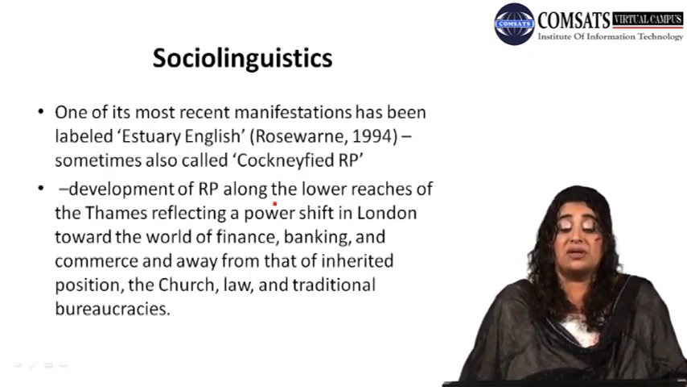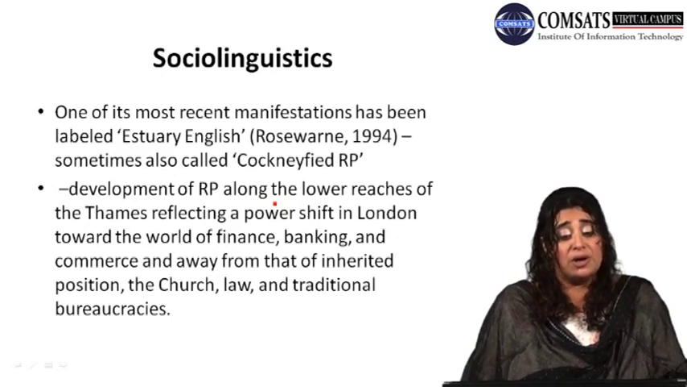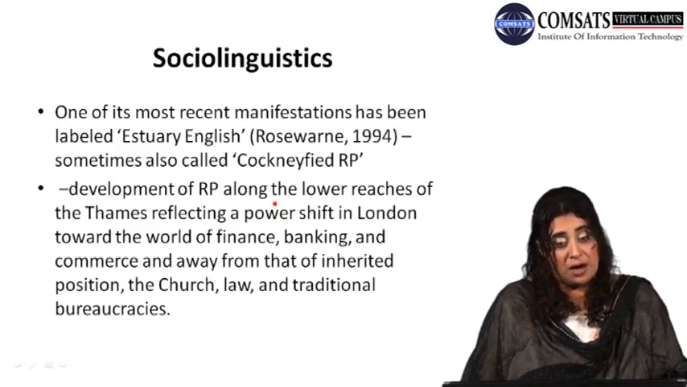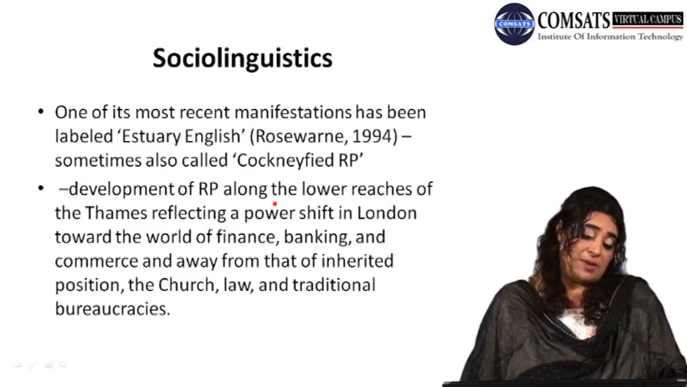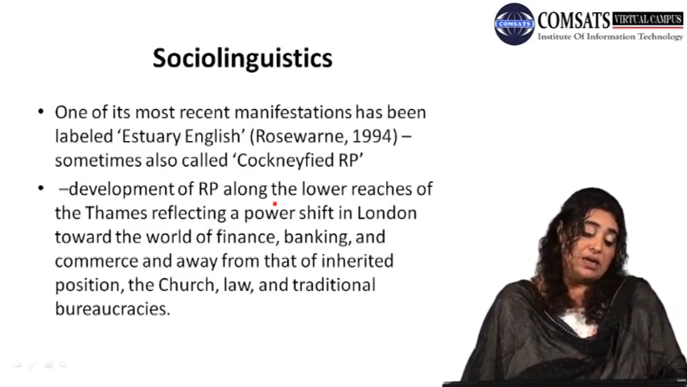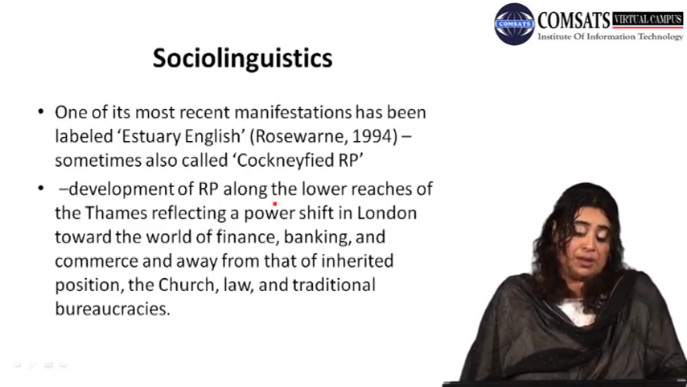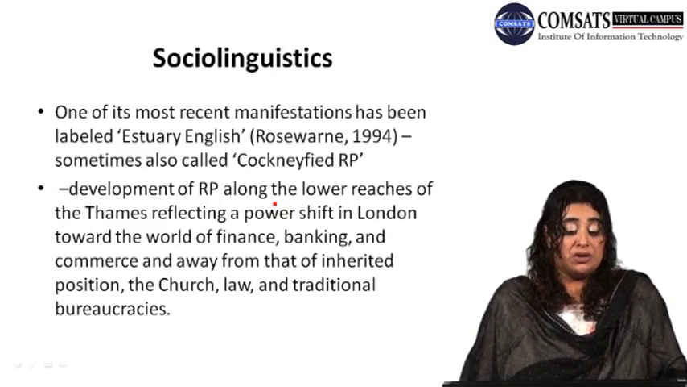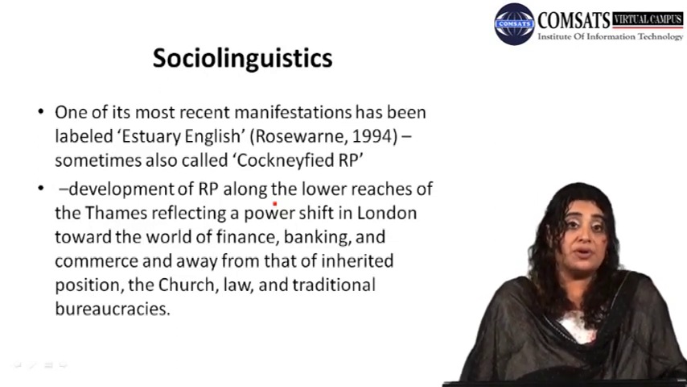One of the most recent manifestations has been labeled Estuary English, Rosewarne 1994. You can see that reference. It is sometimes also called Cockneyfied RP. It is a development of RP along the lower reaches of the Thames, reflecting a power shift in England towards the world of finance, banking and commerce, and away from that of inherited position, the church, the law, the tradition, and the bureaucracies.